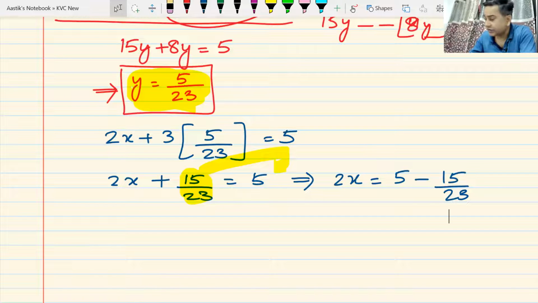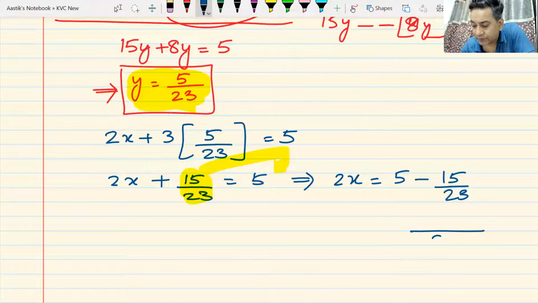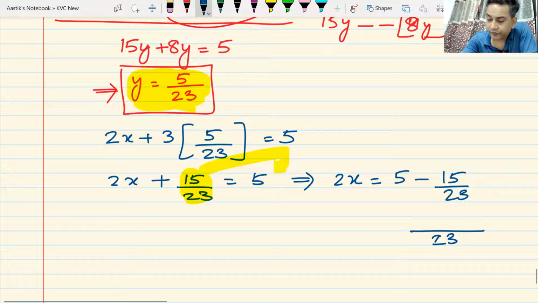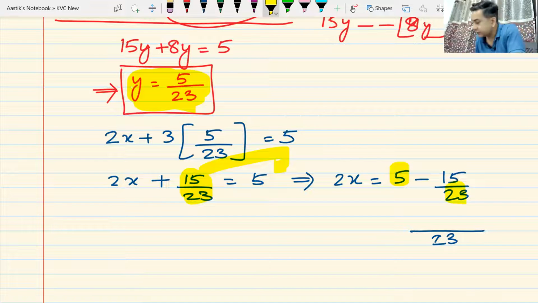Then I just take the LCM. LCM would be 23. 23 multiplied by 5. How much is 23 multiplied by 5? Tell me, someone. Small test, small question. 115. 115, that is correct, bacha.